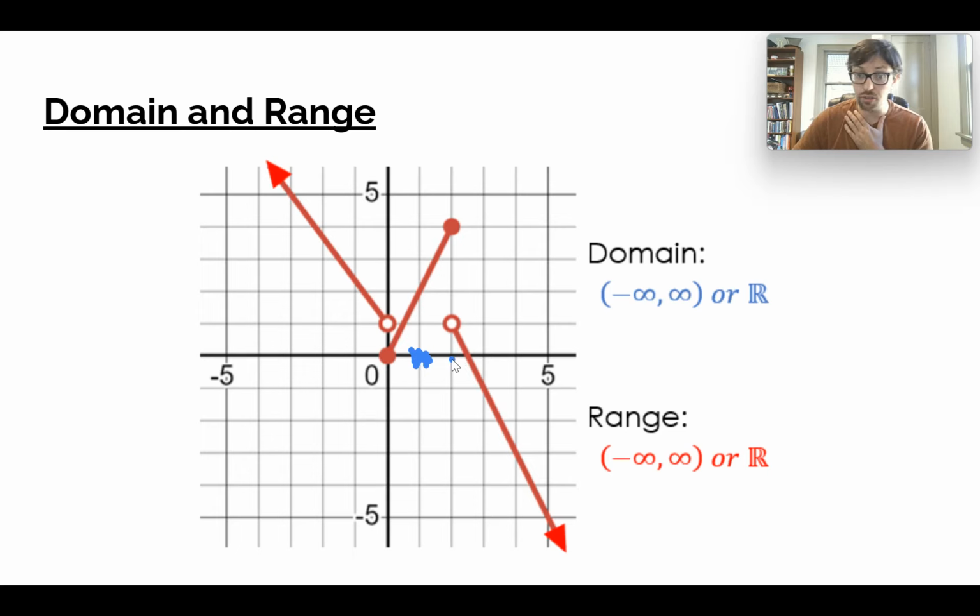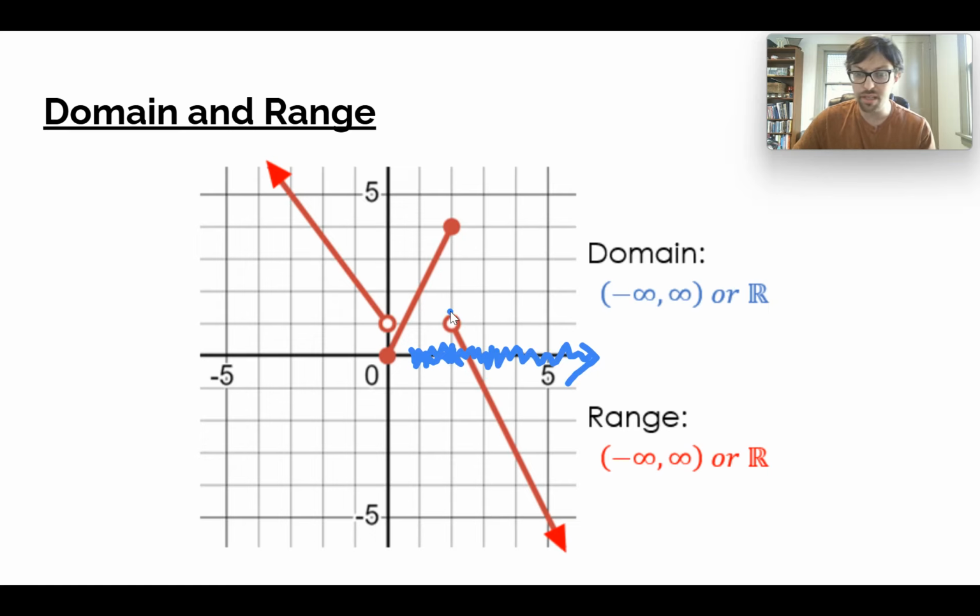When I get here to 2, I'm concerned that I don't have an output because there's an open circle there, but I do have an output up here. So 2 is part of our domain because we get that output of 4. So I would include 2 as well as everything between 1 and 2. Here at 3, I get an output value of -1, so 3 is also part of my domain. And because this thing has that negative rate of change as we go across, I know I'm going to go all the way to positive infinity.